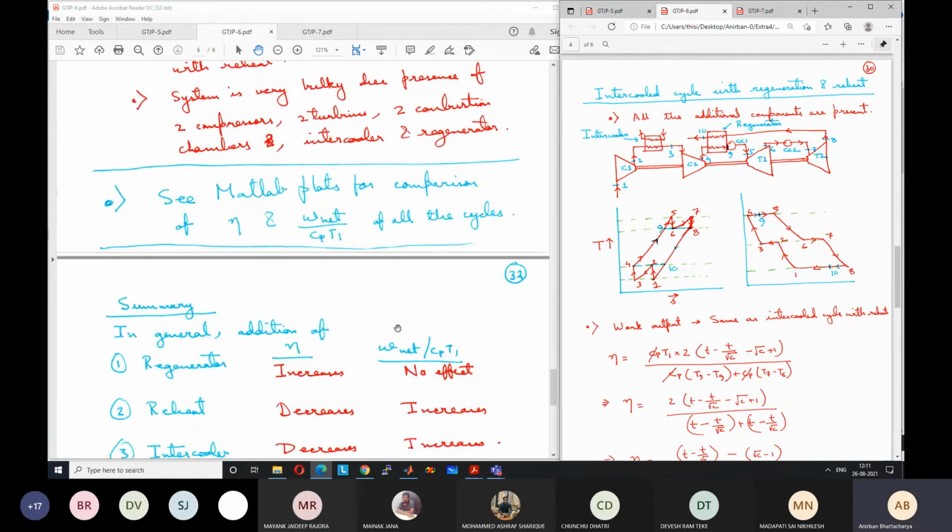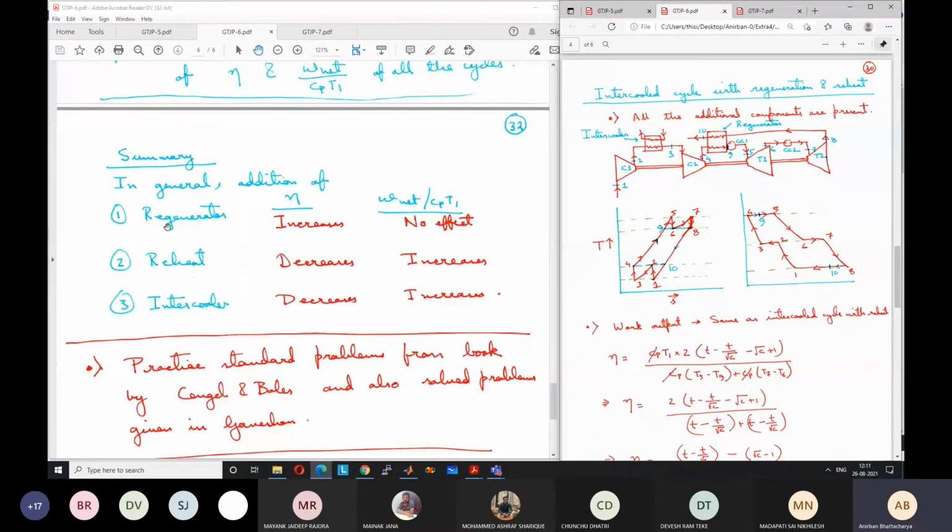To summarize, in general, addition of a regenerator increases efficiency, with no effect on work output. Reheating decreases efficiency, to a higher extent as compared to intercooling. There is no effect on work output. Work output increases to a higher extent as compared to intercooling.